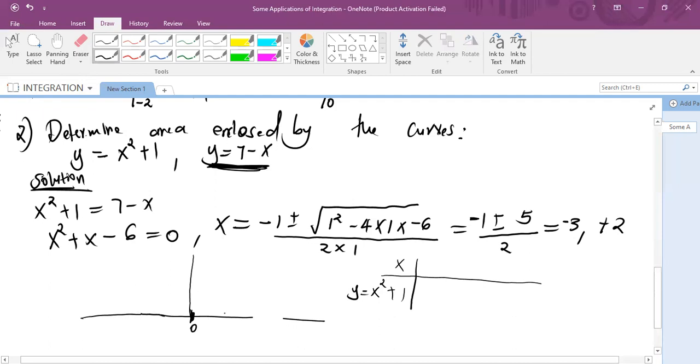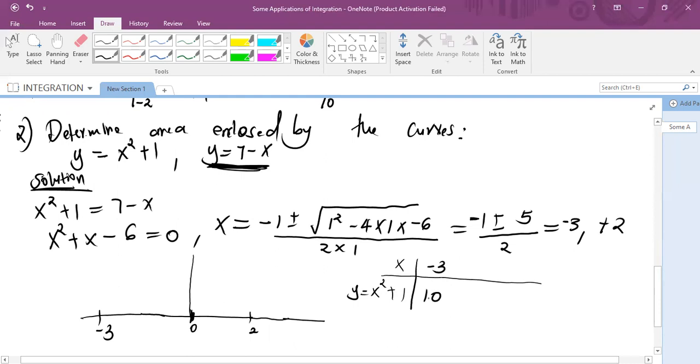So the points of intersection, we have -3 and +2. Okay, fine. So at -3, where is this curve? At -3, what's going to be the value of y? The value of y is going to be -3 squared, which is 9. 9 plus 1 will give 10.